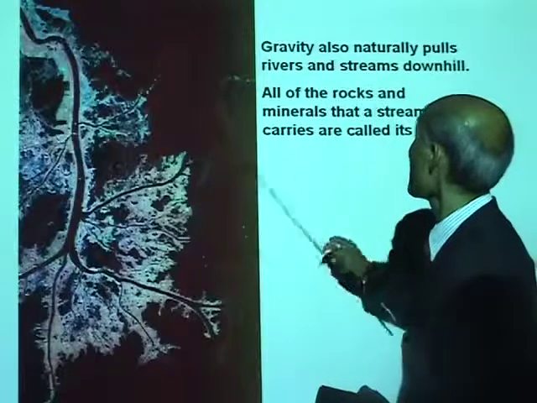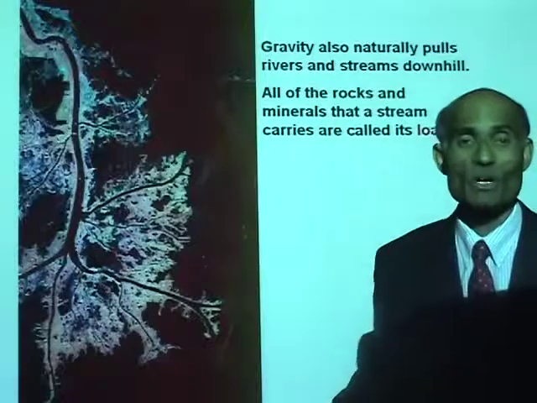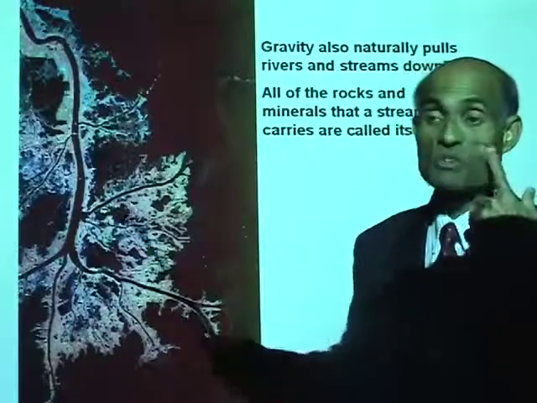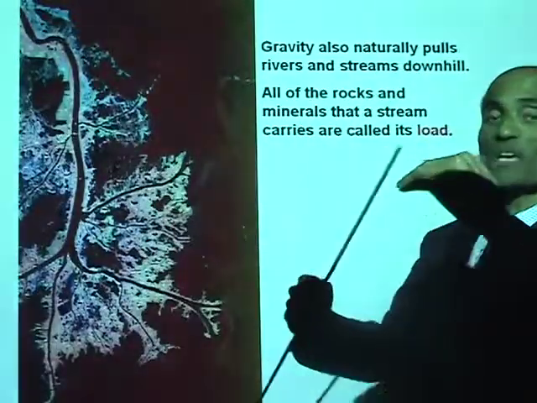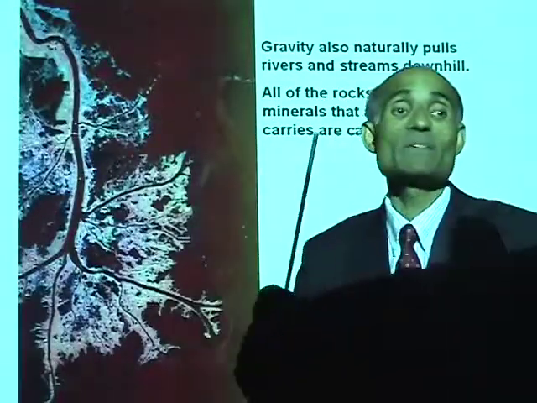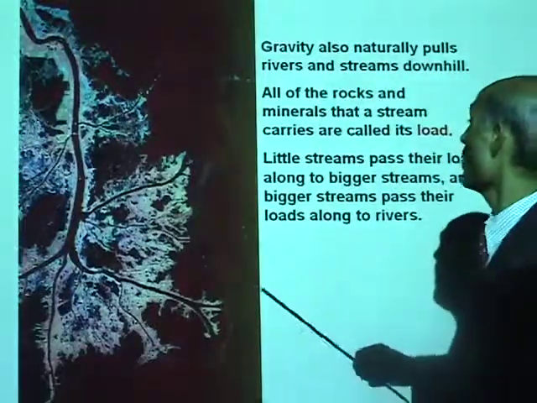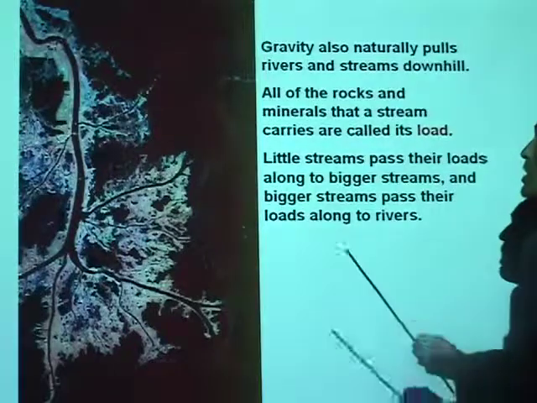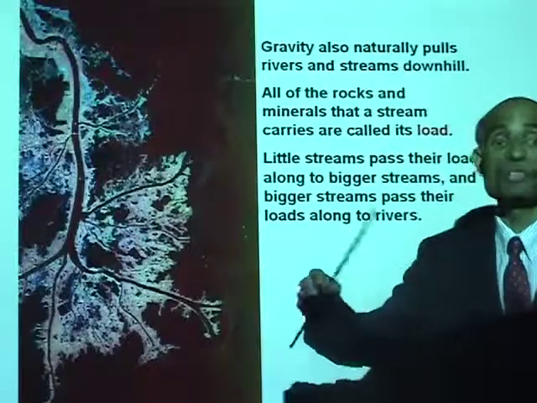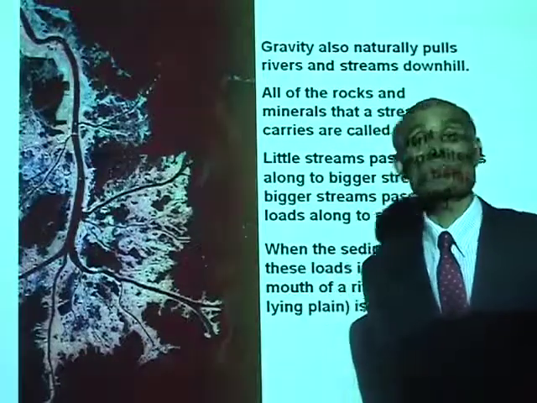Now, all of the rocks and minerals that a stream carries are called the load of that stream or the load of that river. You see, as the rainwater flows into streams and streams empty into rivers, the load they carry, that is all the debris they carry, get deposited in each place as they flow. Little streams pass their loads along to bigger ones, and bigger streams pass their loads along to rivers, and ultimately most of it will end up on the seabed.